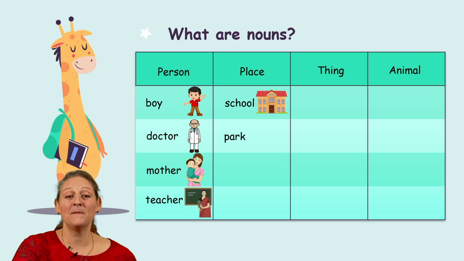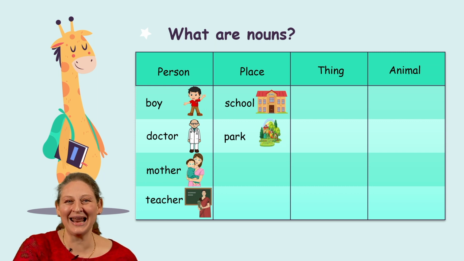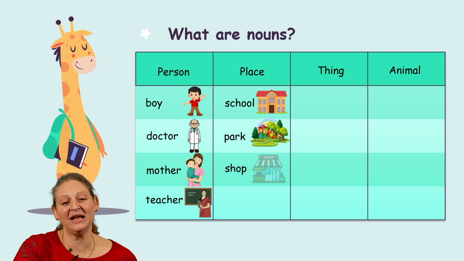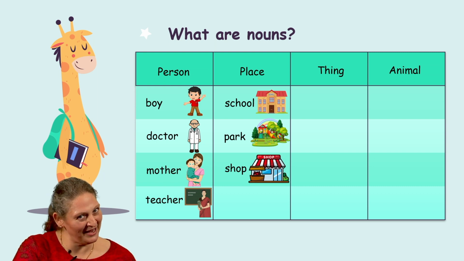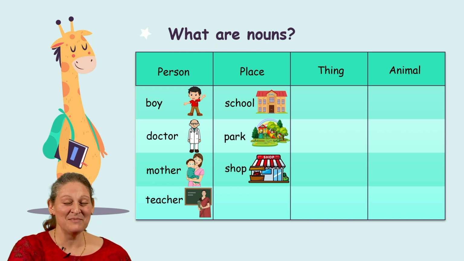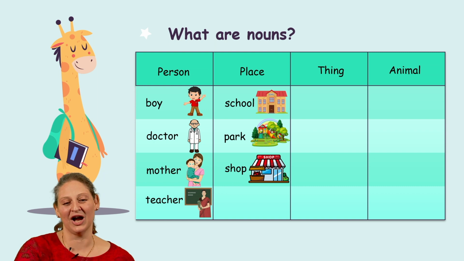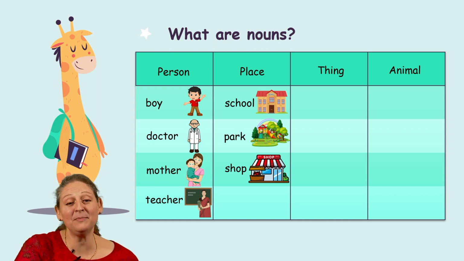Park. Park is a place. We like to play there in the evenings, right? With our friends. Shop. Shop is a place we go to buy provisions. Maybe some of you are going and buying chocolates. Don't eat too much junk food. But we like to go to the shop. Shop is a place.